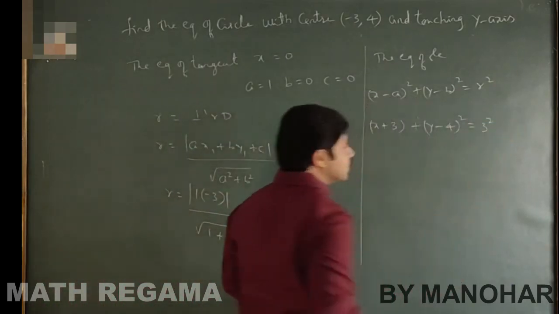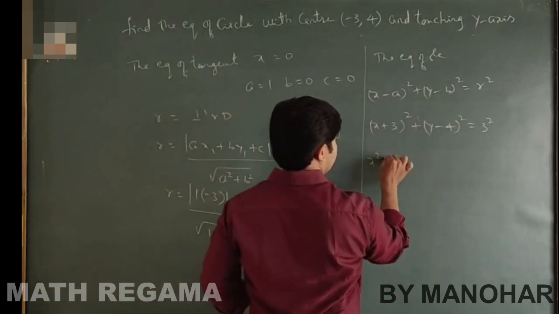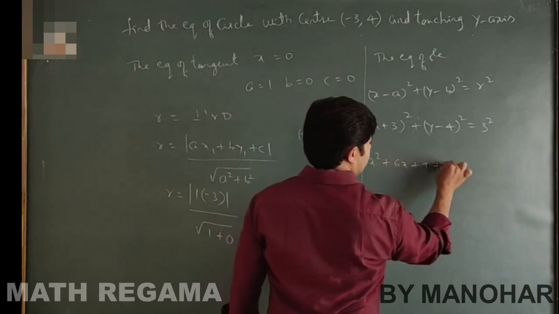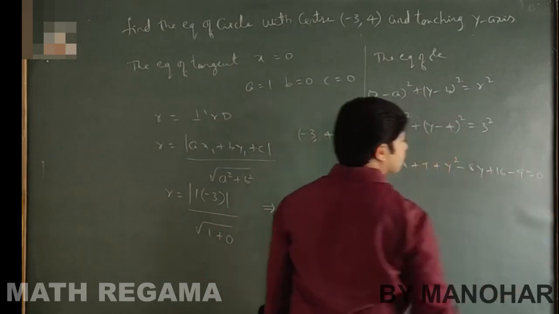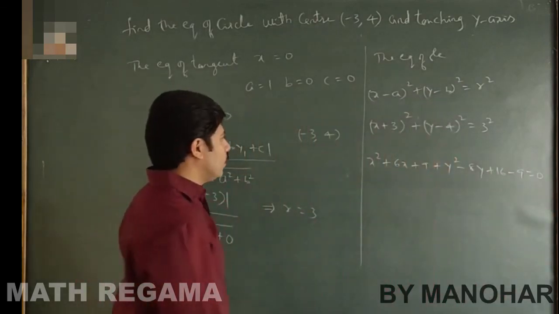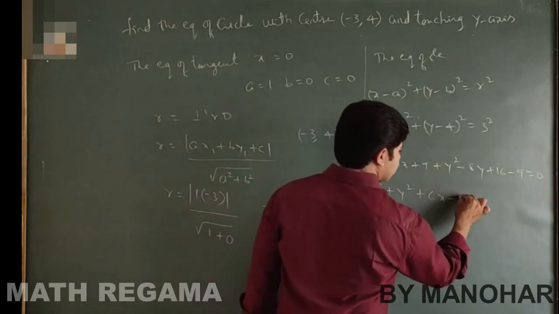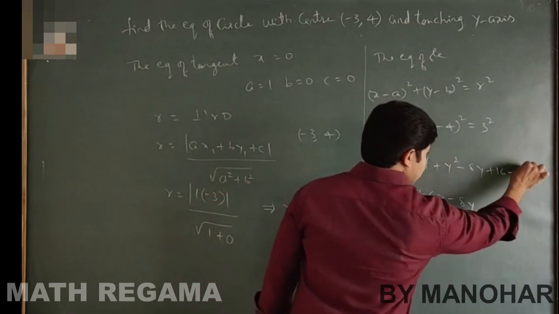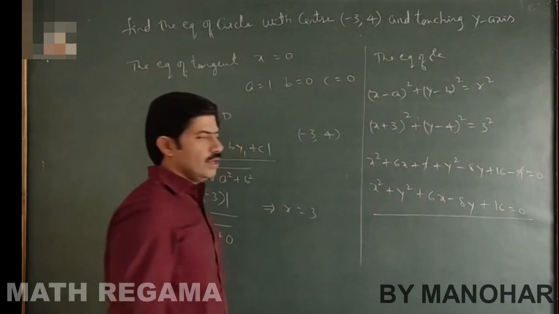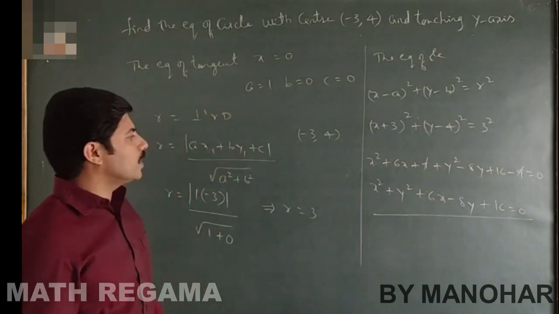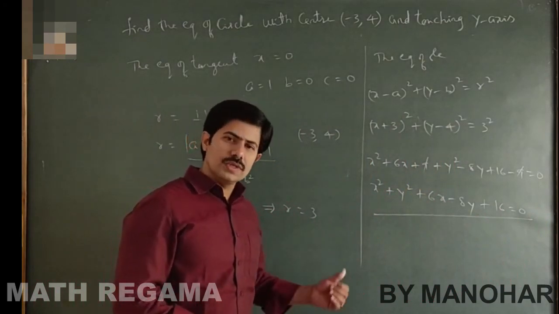So now we expand this, and we get the equation of the circle: x square plus 6x plus 9 plus y square minus 8y plus 16 minus 9 is equal to 0. So we rewrite this equation: x square plus y square plus 6x minus 8y, plus 9 minus 9 cancels, plus 16 is equal to 0. So what is the equation of the circle? x square plus y square plus 6x minus 8y plus 16 is equal to 0. So this is completed.